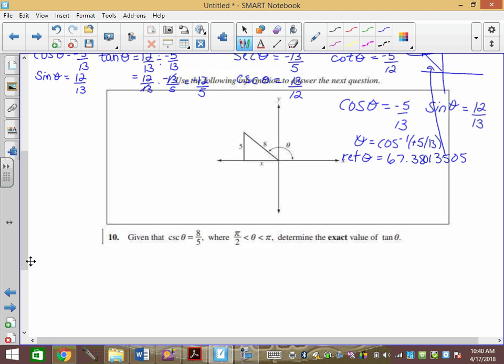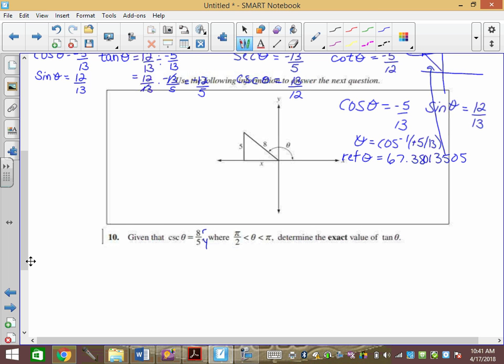Number 10. Given that cosecant theta equals 8 over 5, super nice, they drew it. Probably not going to happen. This is a diploma question. Shockingly, they drew it. That's so nice of them. Probably not going to anymore. Cosecant is sine, so sine is your resume, so this is resume. And they were so nice and did it for you.